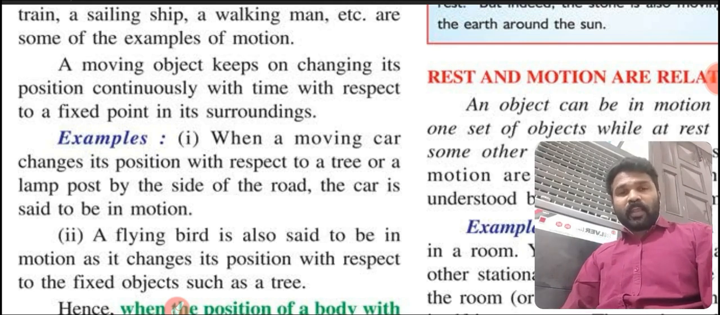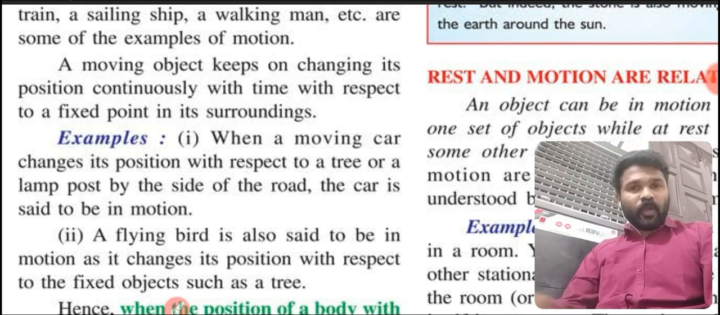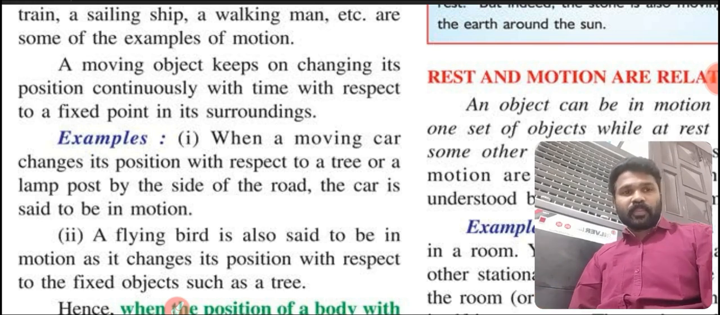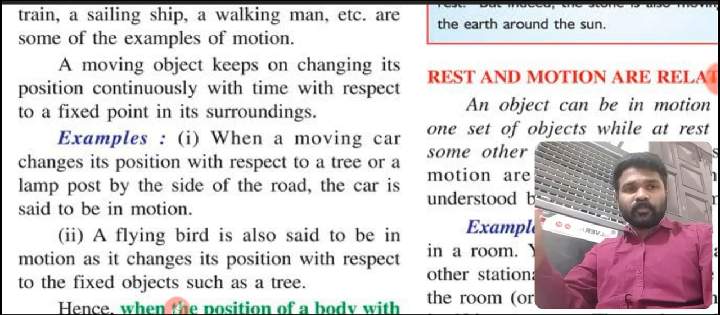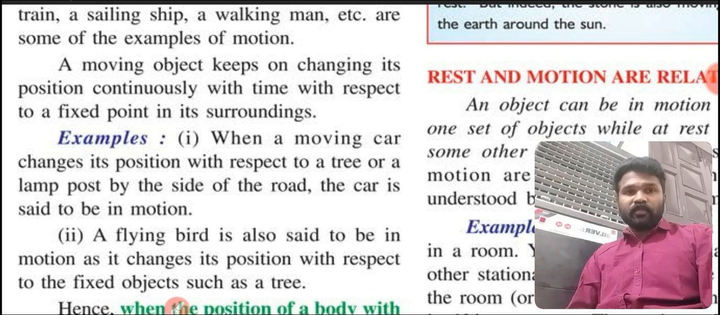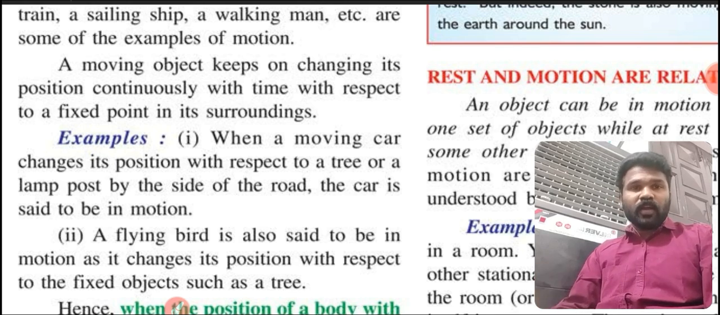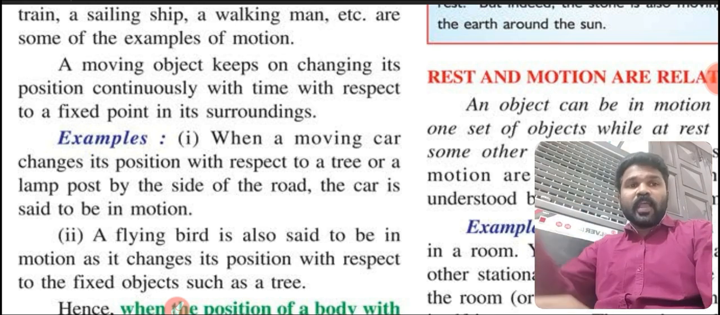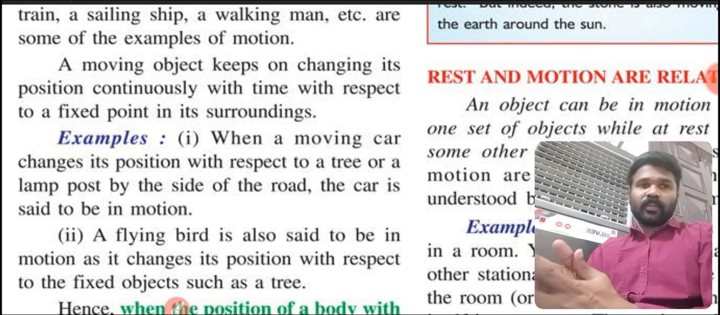Examples: when a moving car changes its position with respect to a tree or a lamp post by the side of the road, the car is said to be in motion. The car is moving from one place to another. Maybe we are going from Jangrabad to Bulandshahr in a car. Many trees and lamp posts are there, and according to these objects, the car is moving from one place to another. So we can say that the car is in motion.